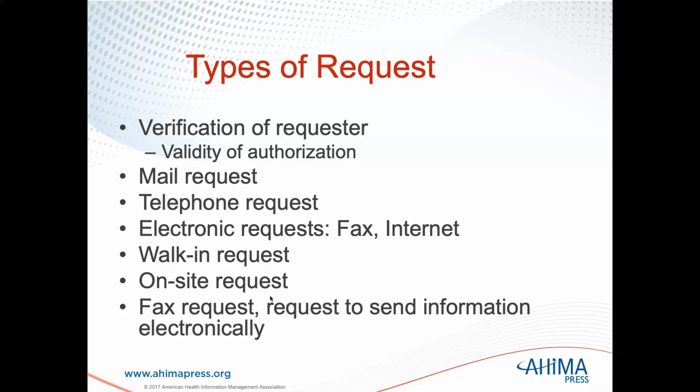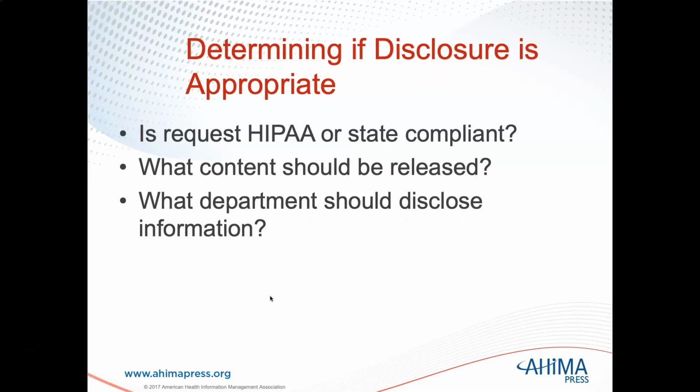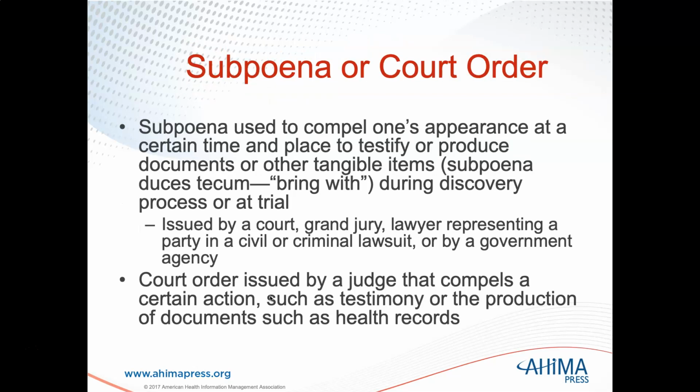There are all different types of requests, and this just lists them all. But you need to verify the requester and validate that the authorization is valid itself. You go through, review the authorization. Is it valid? Is it not valid? Depending on whether it's a mail request, a telephone request, a fax, internet request, a walk-in, an on-site, all those types of things, you gather the information and do that. So going back to, is the disclosure appropriate? Is it HIPAA or state law compliant? Exactly what content should be released based on the authorization, and what department should release the information.